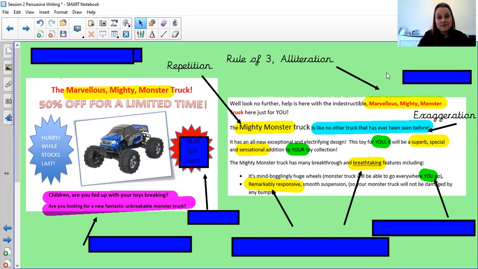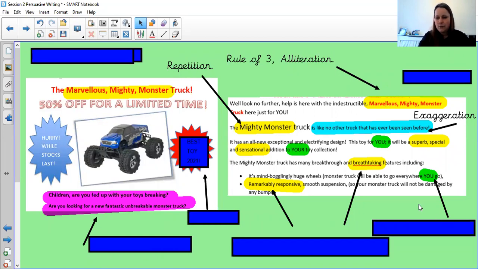That's an example of exaggeration, because I'm pretty sure there probably have been trucks that are just as good as this truck, but the writer is really trying to emphasize and exaggerate that this truck is incredible. There's nothing like it. So it's that exaggeration. Okay, let's go down to here.